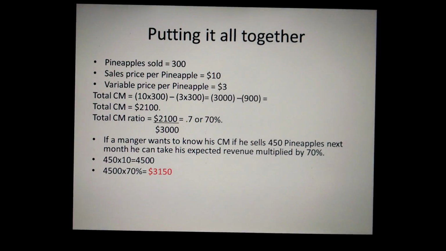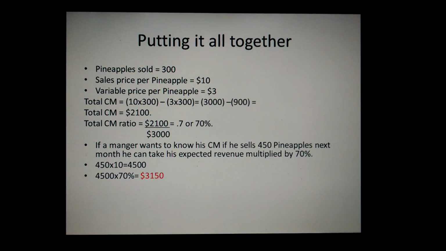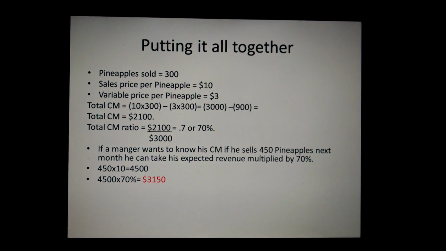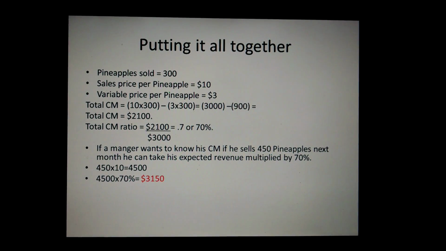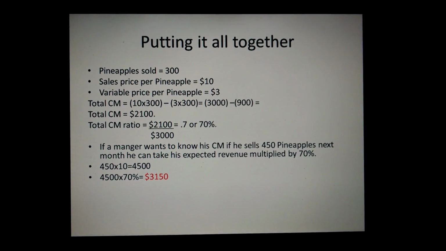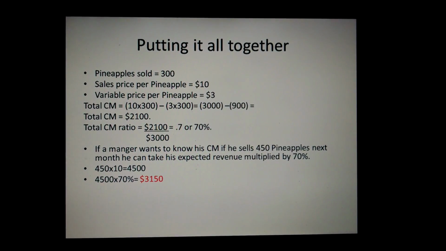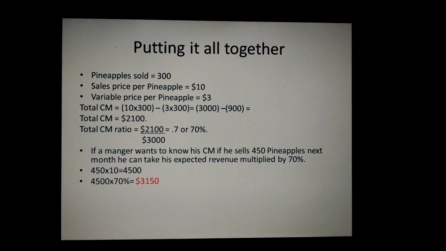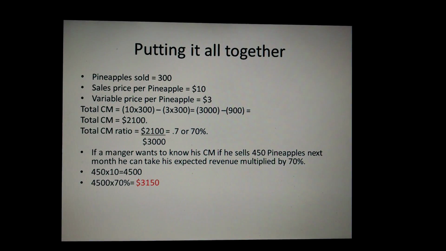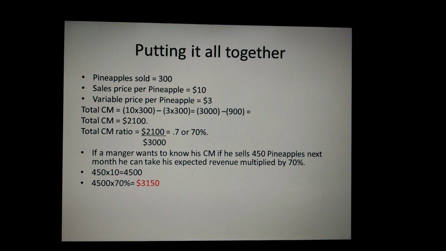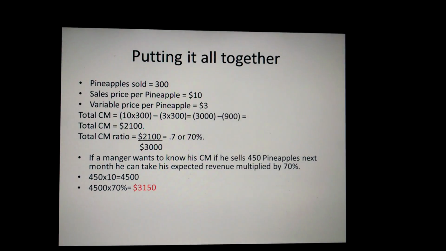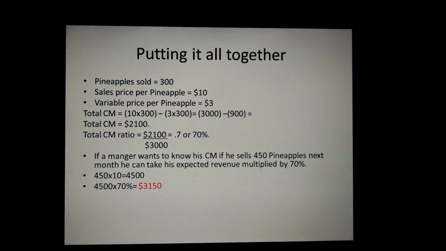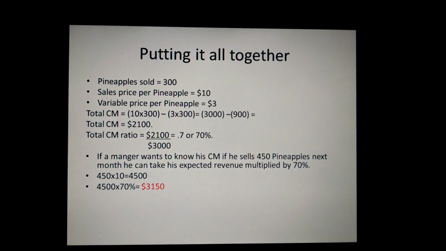Putting it all together here, say somebody sells 300 pineapples at $10 a piece and their variable price is $3 again. We're going to stick with the same numbers. So your total CM is going to be 10 times 300 minus 3 times 300, which is 3,000 minus 900, which is $2,100 total. This isn't per unit, this is total revenue. So you know your CM is $2,100.